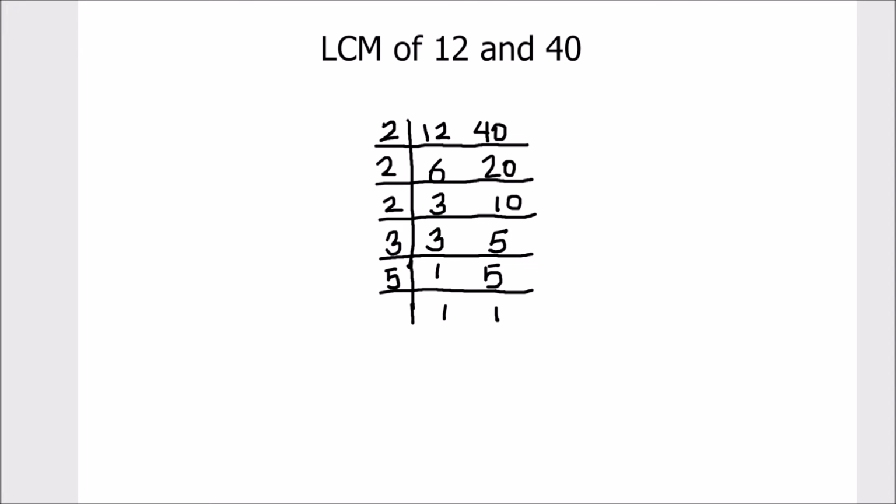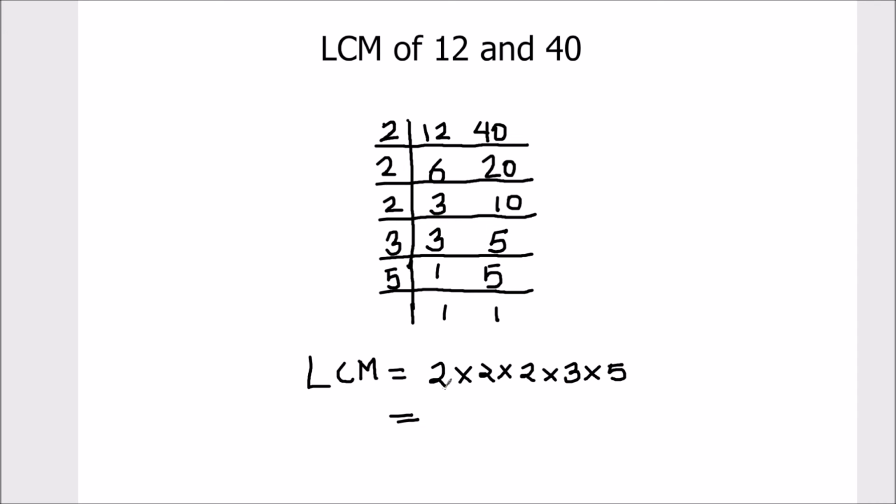And now we see that both the numbers are fully divided, and all those numbers which are on the left hand side of the ladder are the factors of these numbers. So let's take the product of all the factors which are on the left hand side to find the LCM. So LCM will be 2 times 2 times 2 times 3 times 5.